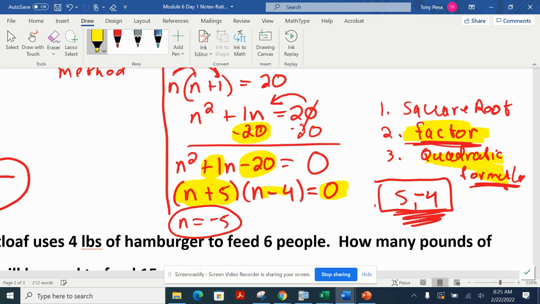And then I'd highlight the other one. What factor or number would make this factor 0, Julia? That's what? Good, positive 4. So those end up being our two answers.